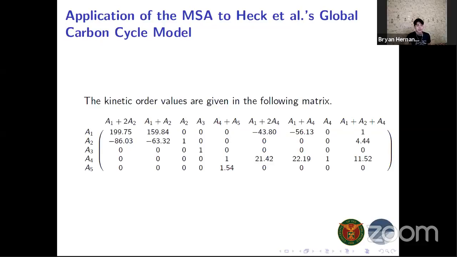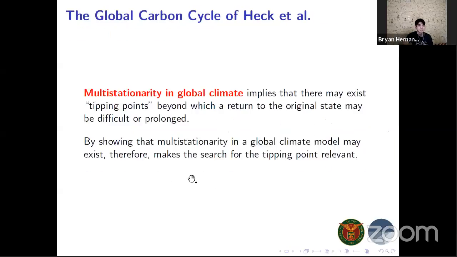A while ago, we said that the system is composed of a CRN and a kinetics. So you actually have this particular matrix for the kinetic order values. And then multistationality in global climate implies that there may exist tipping points beyond which a return to the original state may be difficult or prolonged. By showing that multistationality in a global climate model may exist, it makes the search for tipping points relevant. So this is the relevance of multistationality in global climate.